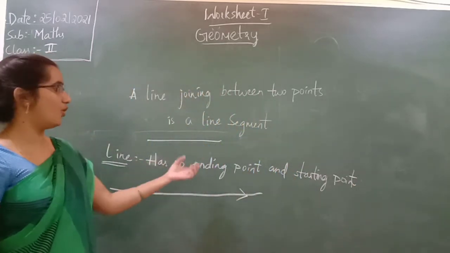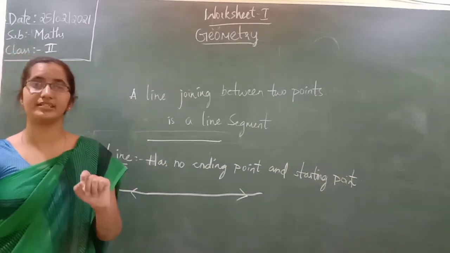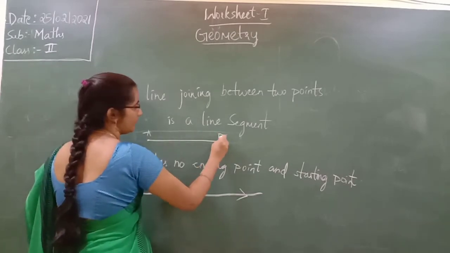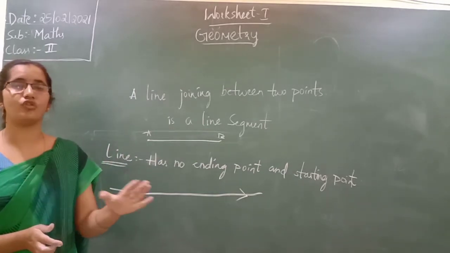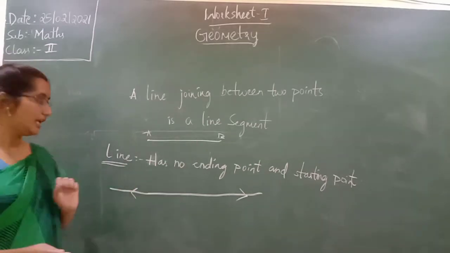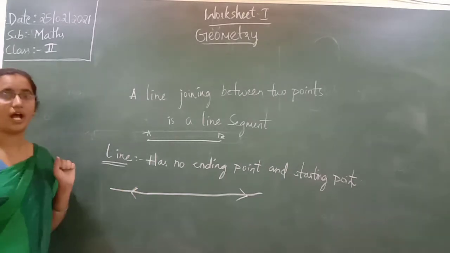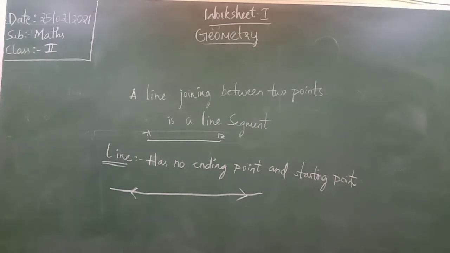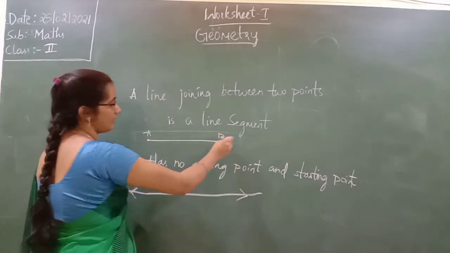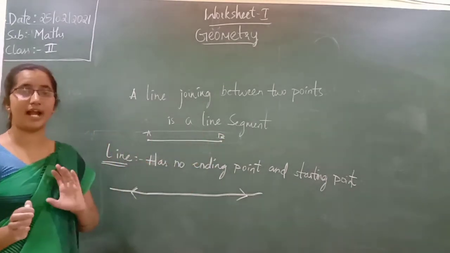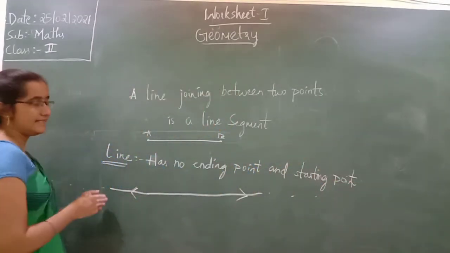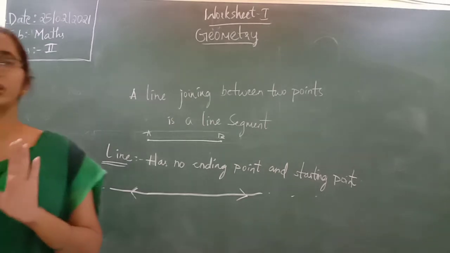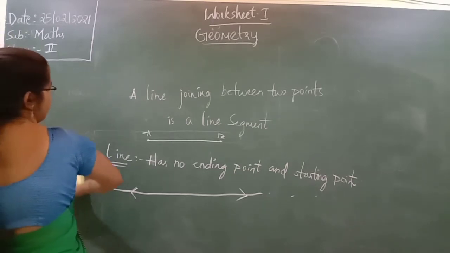A line has no ending point and starting point. But a line segment has a starting point and an ending point. See here, suppose points A and B we have joined. This is the starting point and this is the ending point. This is the line segment. Whereas in the line we don't have any starting point or ending point. It is called a line, which has no ending and starting point. Next time you should remember this.